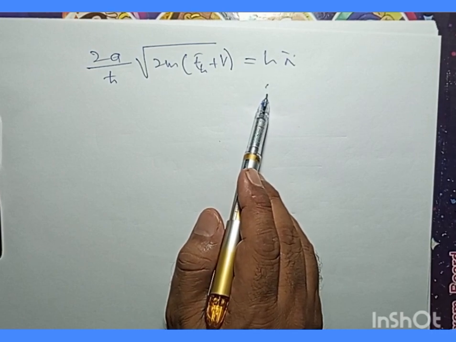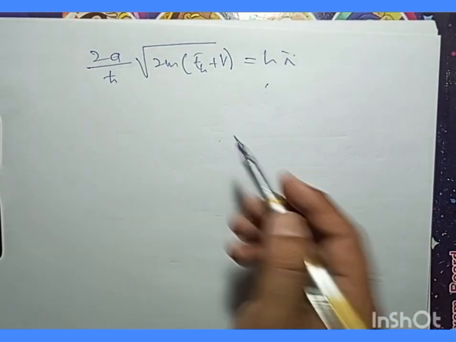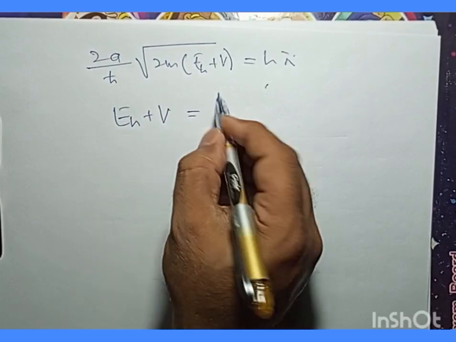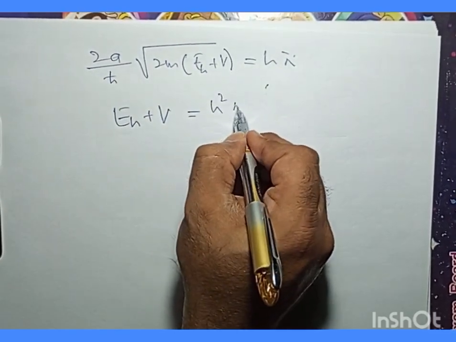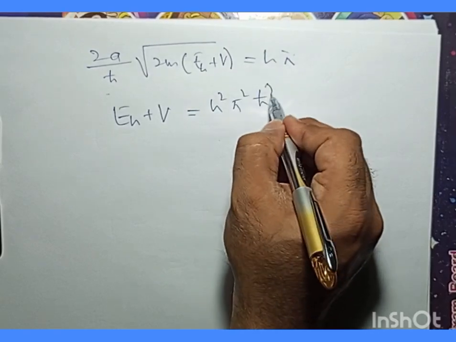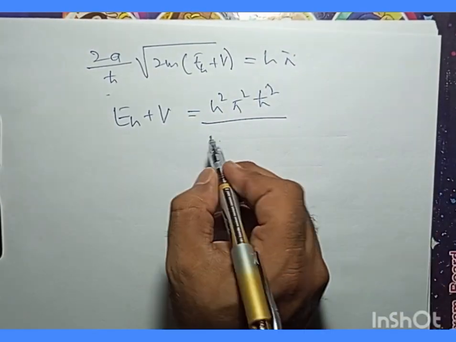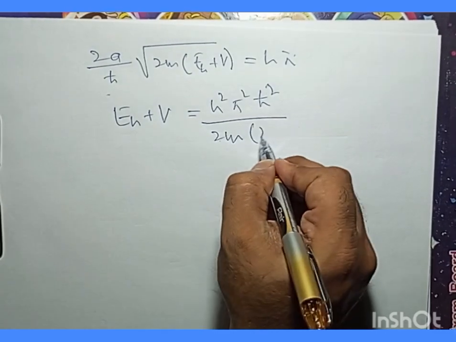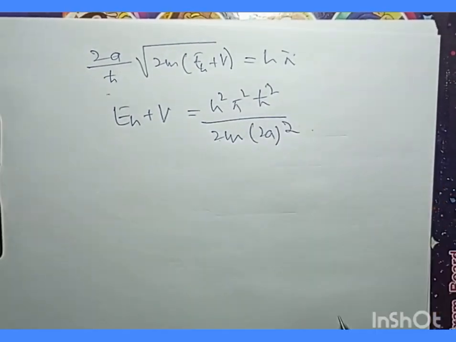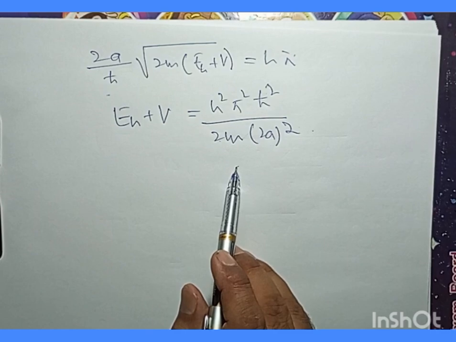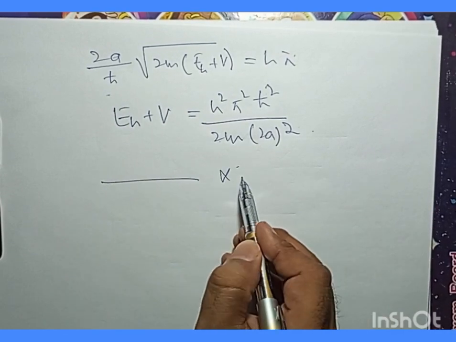and the energies for perfect transmission should be given by, how can we write that? We can write down that E_n plus V is equal to n square pi square h cross square, because we are squaring on both sides, divided by 2m times (2a) whole square, which happens exactly like the allowed energies for the infinite square well. And that is where we would like to end our discussion here.